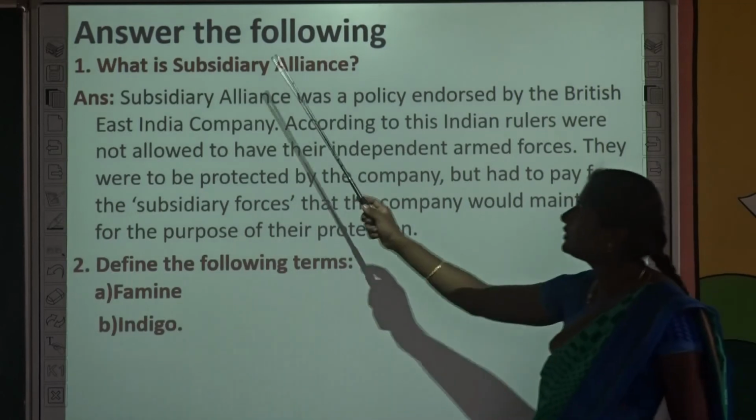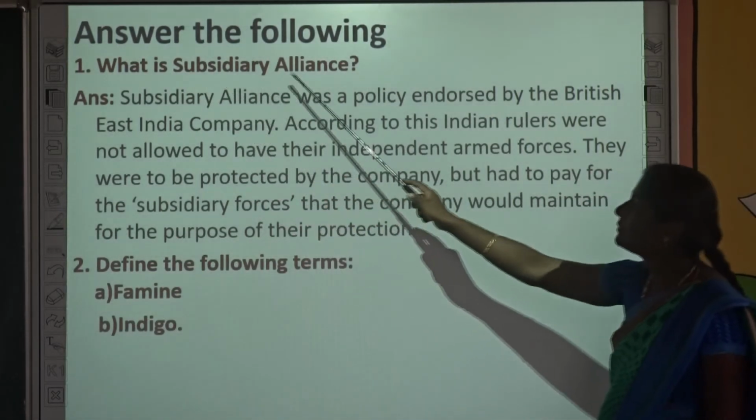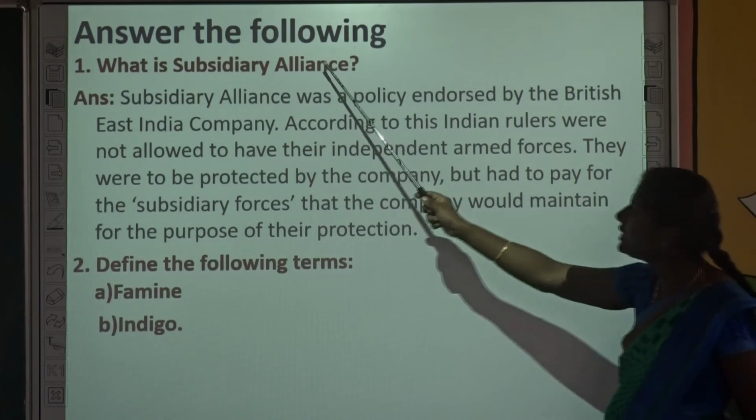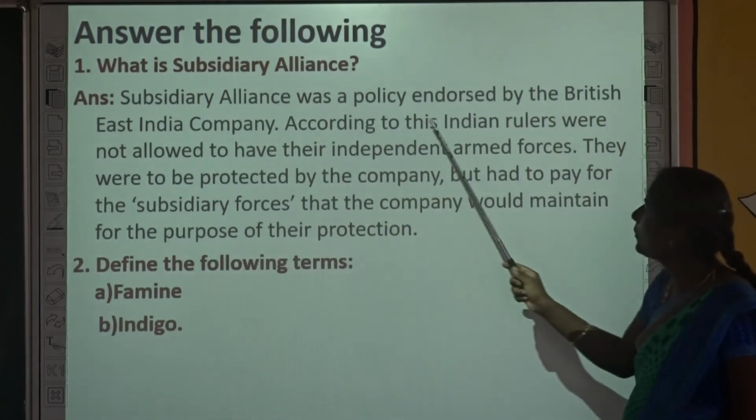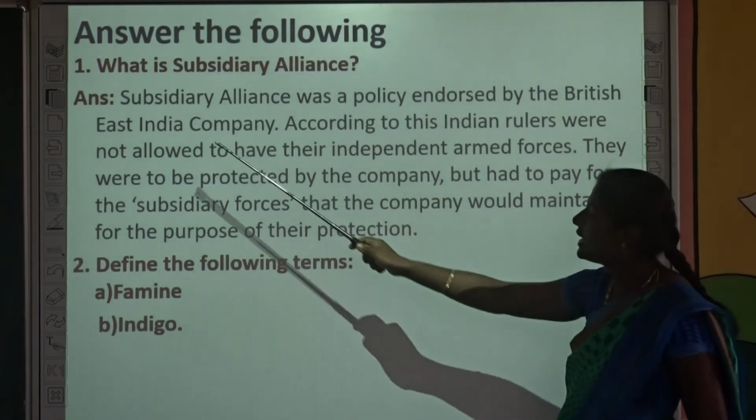Next we are moving to answer the following. Your first question is: what is Subsidiary Alliance? Subsidiary Alliance was a policy endorsed by the British East India Company.